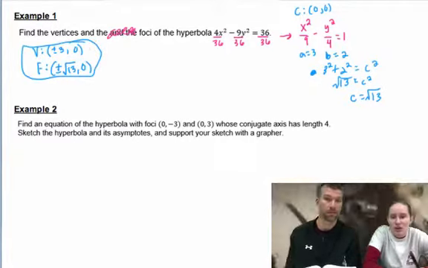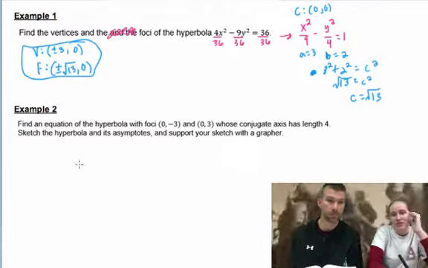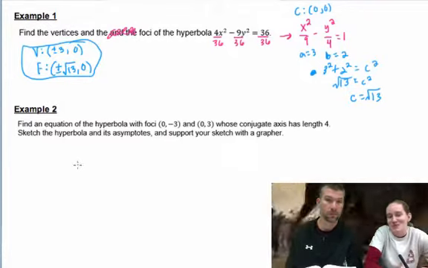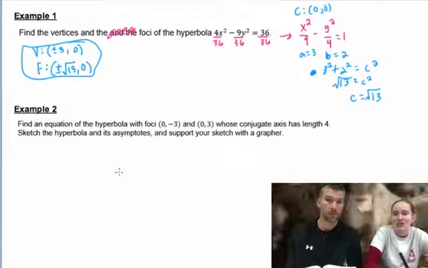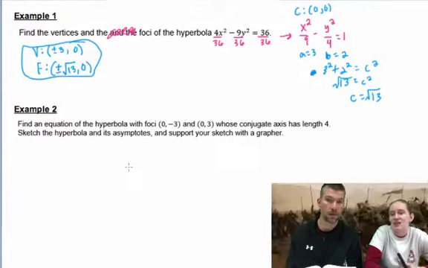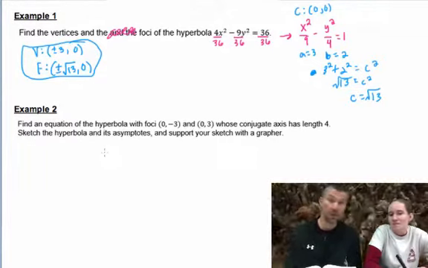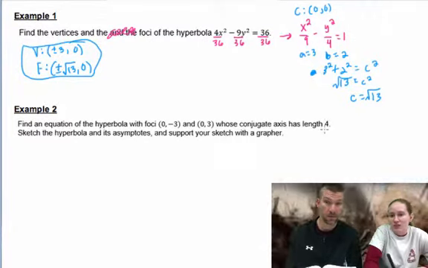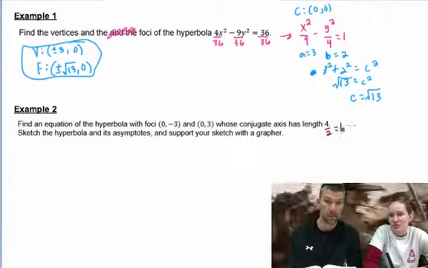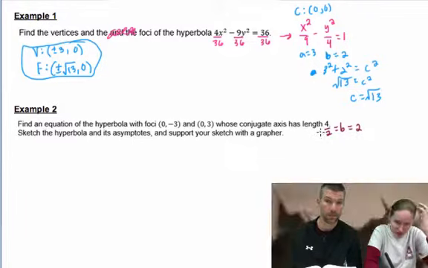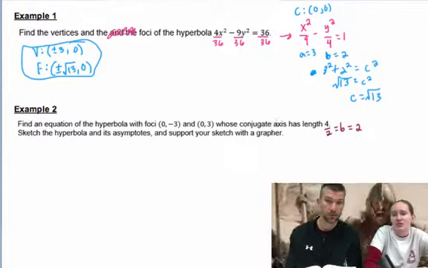All right, next, find an equation of the hyperbola with foci 0, negative 3, and 0, positive 3, whose conjugate axis has length 4. That's b. That's going to be the b part, half of that. So half of this is equal to b. So b is 2. Sketch the hyperbola and its asymptotes to support your sketch with a grapher.